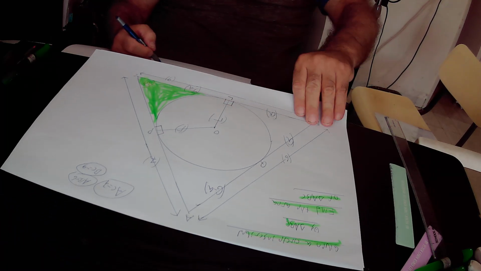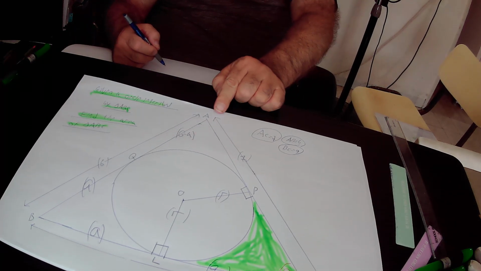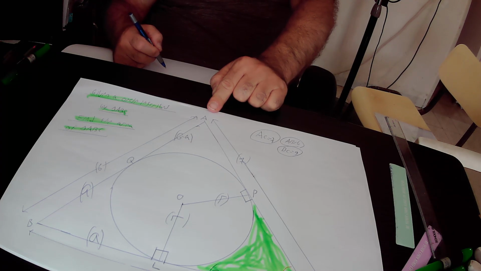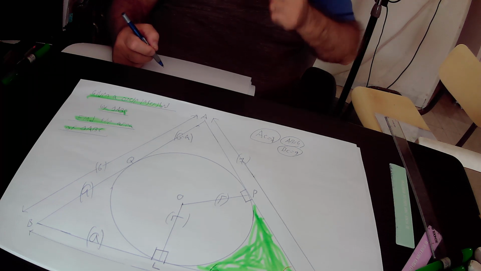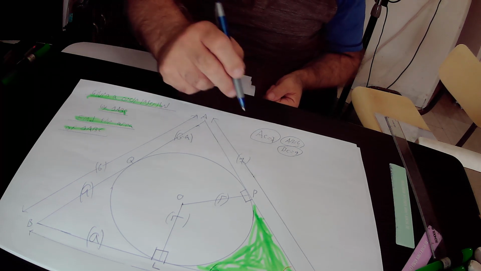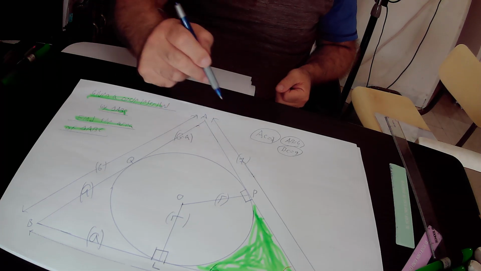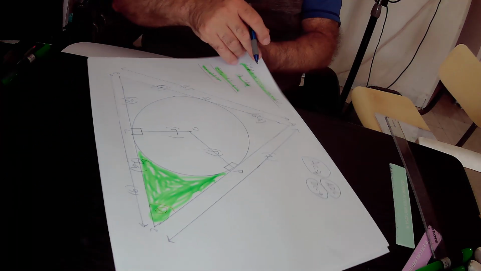In the next step, we'll focus on this common external point A. From point A, we have two tangents to this circle, tangent AP and tangent AQ. According to rule 2, they are equal to each other. That is to say, AQ equals AP. But AQ equals 6 minus a, therefore AP must also equal 6 minus a, because they are equal to each other according to rule 2.